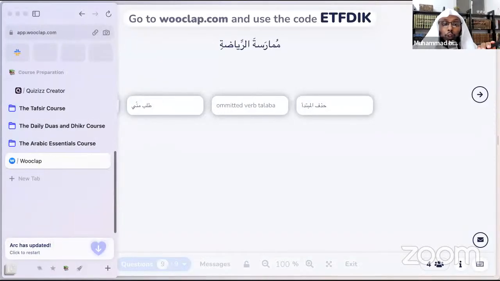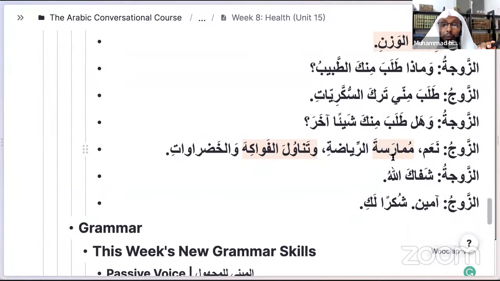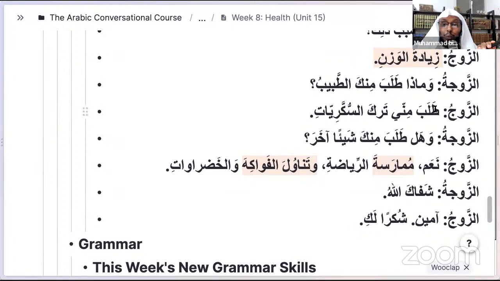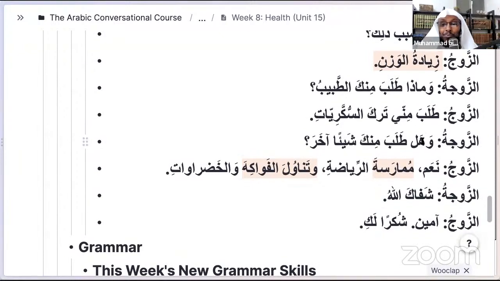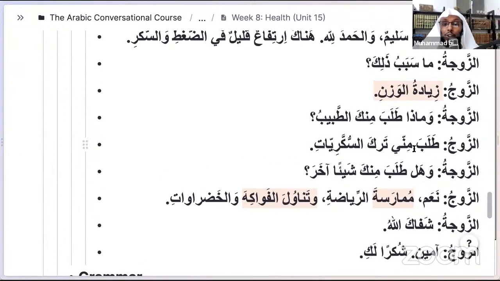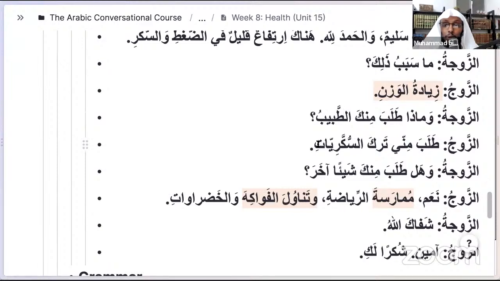How do we know it's an omitted verb? Because this is مفعول به. It's got fatha. And this one is ajib, isn't it? Why? Because the omitted verb is like two sentences before that. طلب مني ترك السكريات. وهل طلب منك شيئا آخر؟ Look, he doesn't want to be repetitive. He's already said طلب مني before. ماذا طلب منك الطبيب؟ طلب مني ترك السكريات. وهل طلب منك شيئا آخر؟ نعم. طلب مني ممارسة الرياضة. He could have said that.